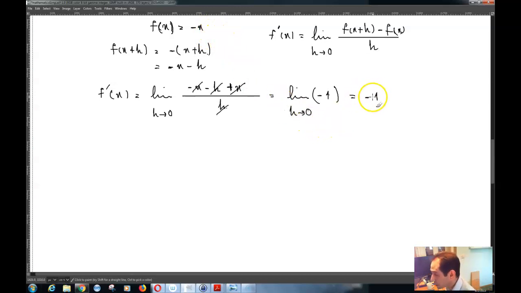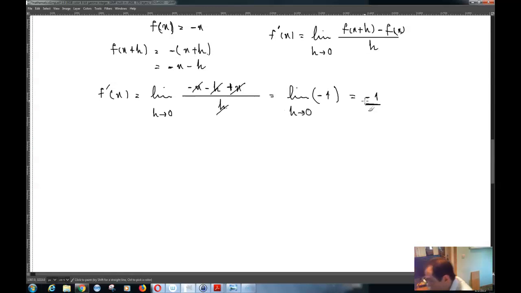And as you can see, this is negative 1. It's basically the slope of this line. At any point on the line, the slope of the line is negative 1. So that is the derivative of the line as well, meaning that f prime of x is equal to negative 1.